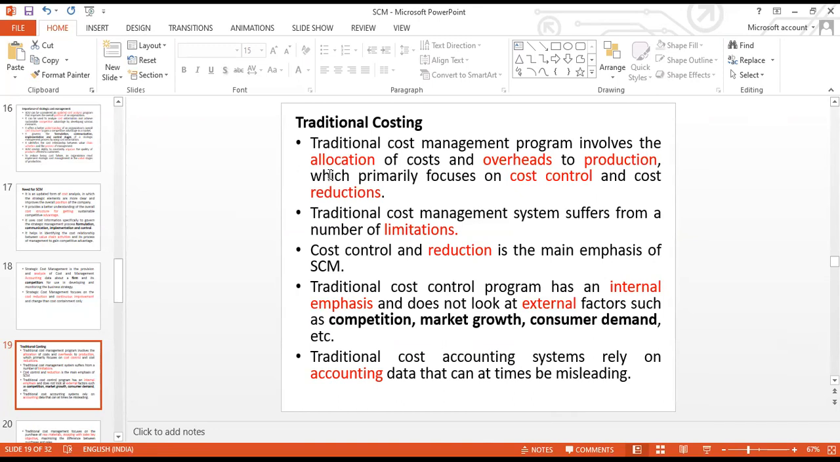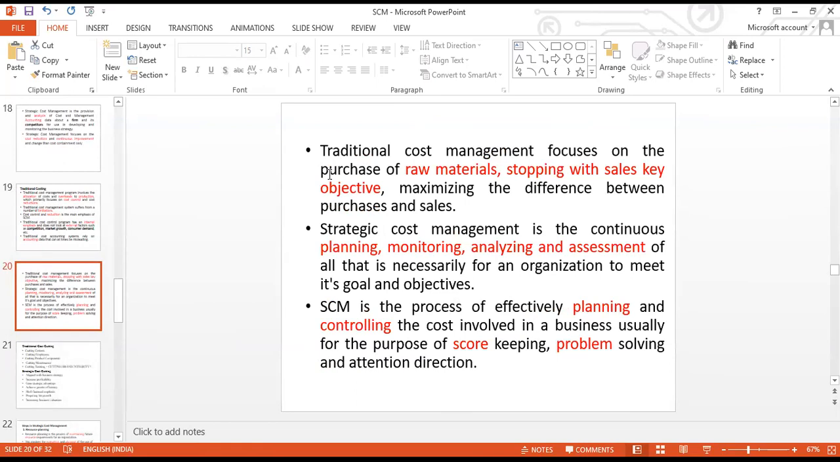Traditional cost programs have an internal emphasis. We were more focused on internal activities and did not look toward external factors such as competition, market growth, and consumer demand. We were not focusing on external parameters in the traditional cost system. Then the traditional cost accounting system relied only on accounting data. Whatever actually happened, we kept working on past data. And traditional cost management focuses on the purchase of raw material, stopping with sales, with the key objective of maximizing the difference between purchasing and sale. So these are the internal activities where we were focusing.